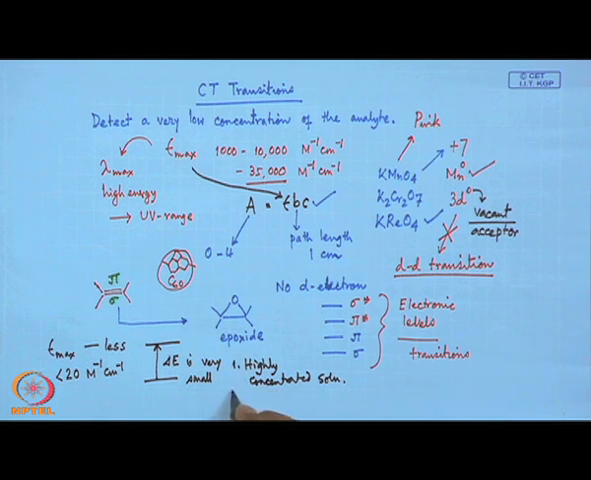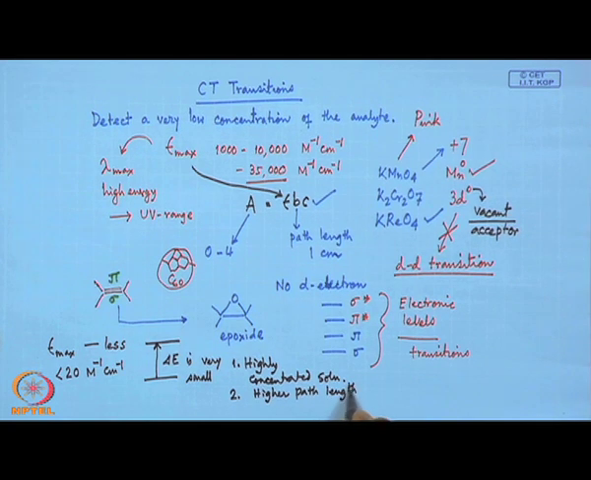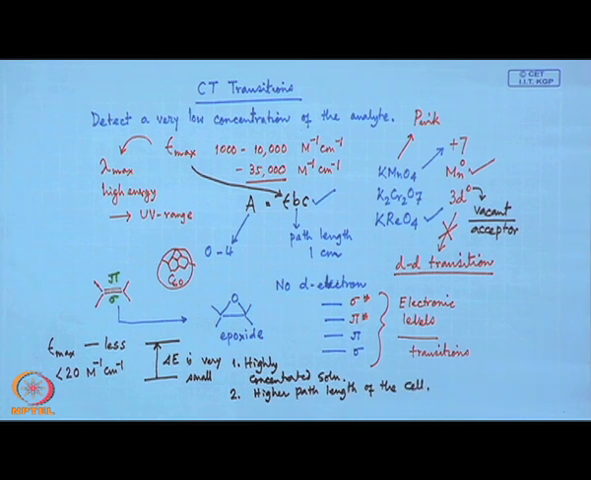and sometimes a higher path length of the cell. These are the two things by which we can nicely detect a very weak d-d transition, which can be measured by using a spectrophotometer with a solution of high strength.